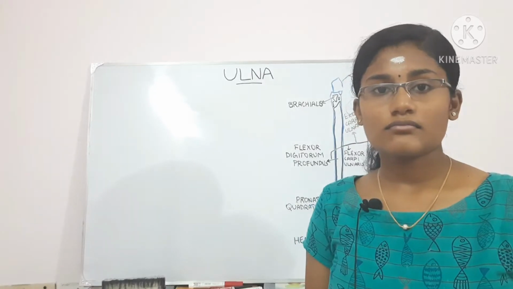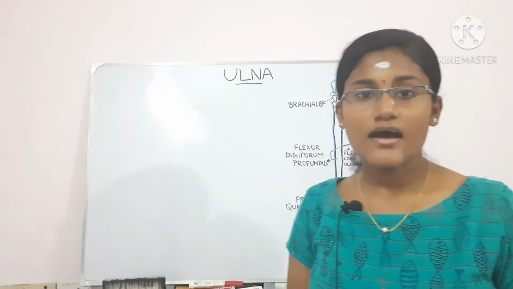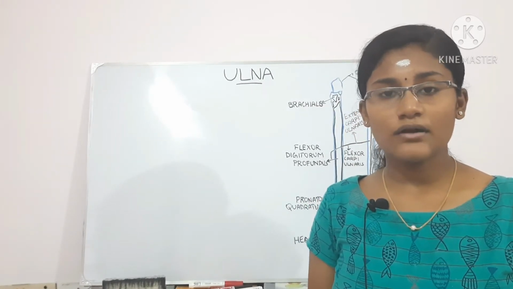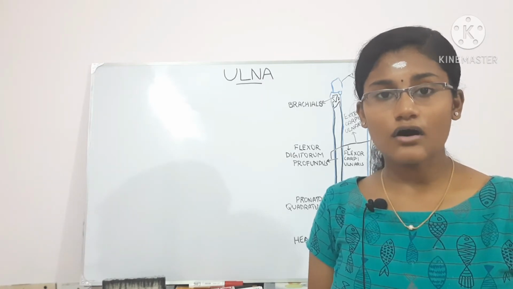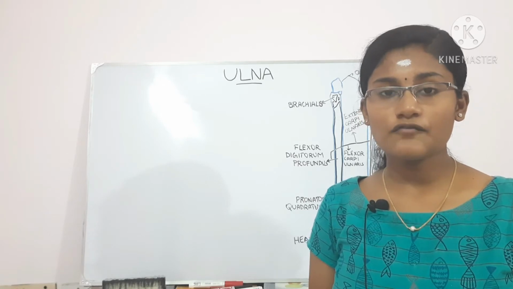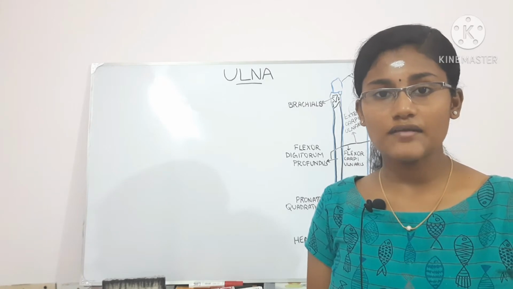The ulna has the olecranon process, the trochlear notch and the coronoid process. The olecranon process attaches with the olecranon fossa of the humerus. The trochlear notch attaches with the trochlea of the humerus and the coronoid process attaches with the coronoid fossa of the humerus. Now let's talk about the borders and surfaces of the ulna.